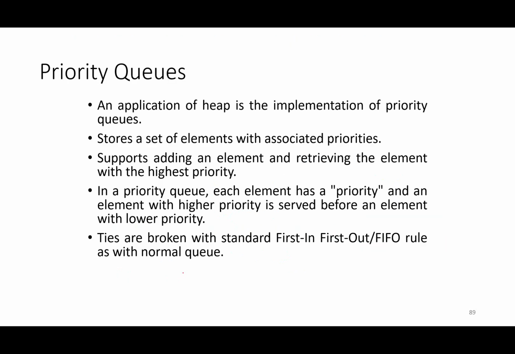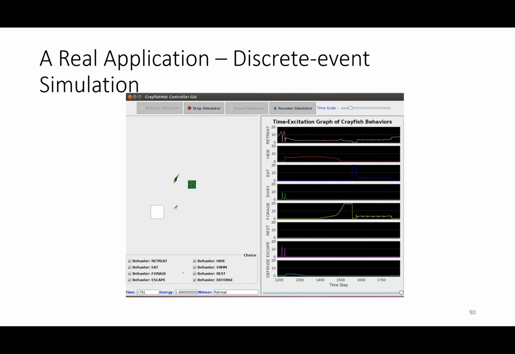And the priority queue has wide applications, and it can store a collection of elements with associated priority, supports adding an element and retrieving the element with the highest priority. In a priority queue, each element has a priority. An element with higher priority is served before an element with lower priority. Ties are broken with the standard first in, first out rule as with a normal queue, right? And we have one specific project which implements this priority queue with a binary heap in the discrete event simulation.